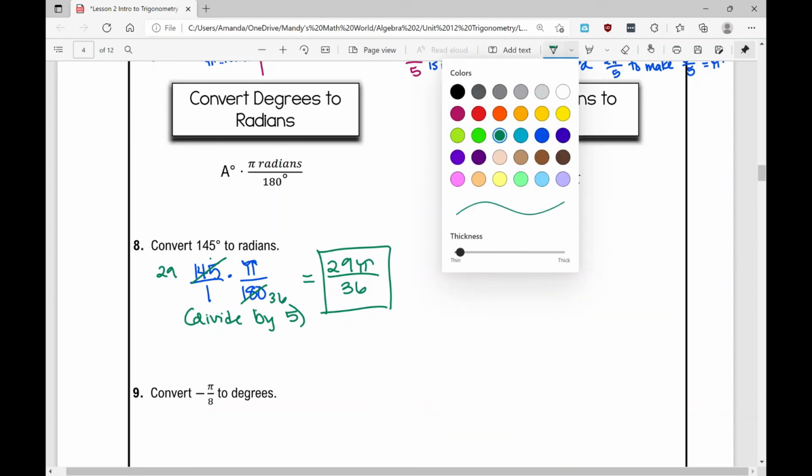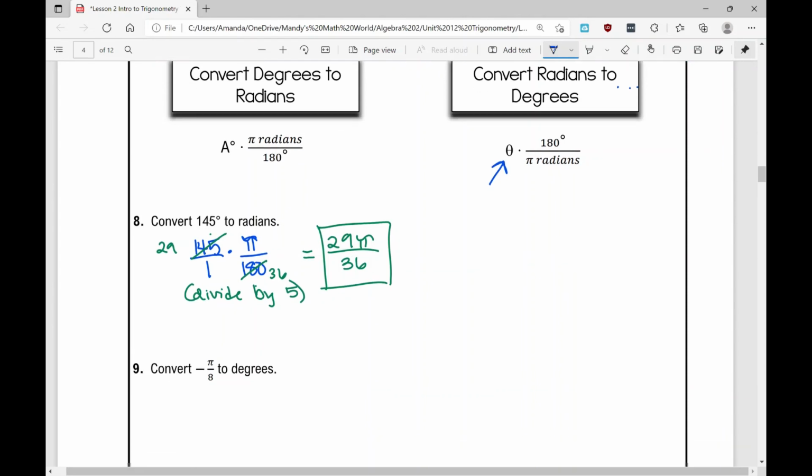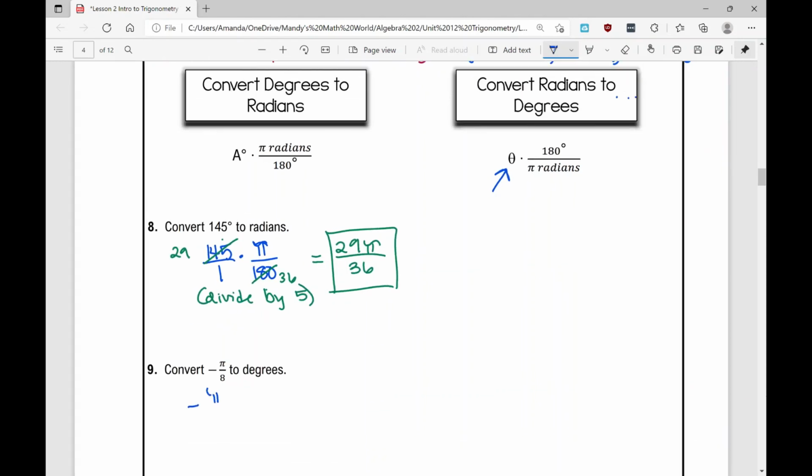Now let's move on to converting negative pi over 8 to degrees. In this case, when I convert radians to degrees, I'm going to multiply the radian measure. This is the Greek symbol theta, which just represents the angle in radian measure. So the radian measure times 180 over pi. I'm going to take negative pi over 8 and multiply it by 180 over pi.